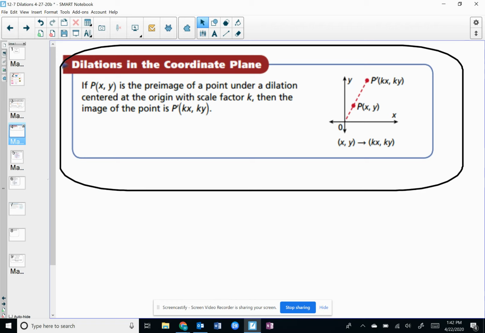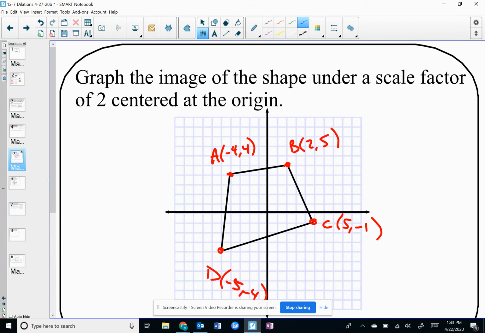The way you do it on a graph is there's always going to be a scale factor, k, which is what you multiply by. If you take the original point, you multiply the x and the y by k. So if your scale factor is 3, then you'd multiply this number times 3 and this number times 3. What it does is it stretches it out to be 3 times further from the origin. So here are some examples of this.